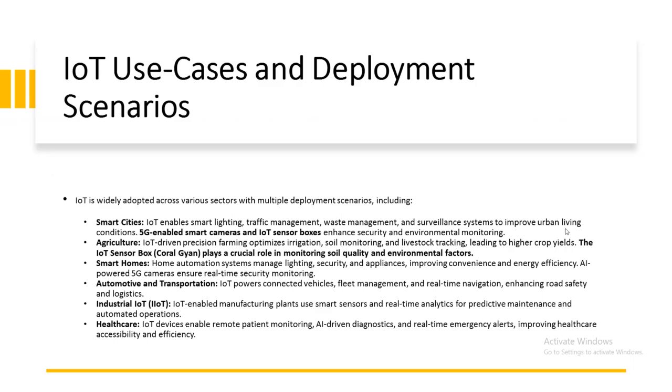After that, the thing which I just discussed, the layman example which I just gave, the agriculture, IoT driven precision farming, optimization, irrigation. These are just some fancy words, but I think I have given you a good layman example on an explanation of how we can use them. Smart homes, home automation systems, managing lighting, security, and appliances, improving convenience and energy efficiency. AI powered 5G cameras ensures real time security monitoring.